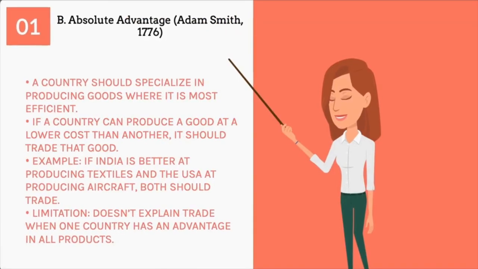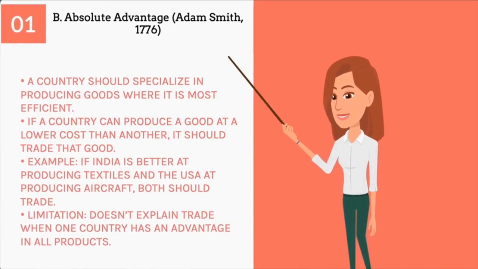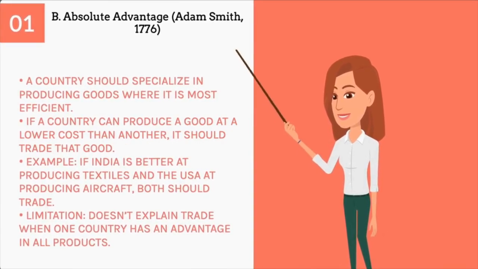B. Absolute advantage. Adam Smith, 1776. A country should specialize in producing goods where it is most efficient. If a country can produce a good at a lower cost than another, it should trade that good. Example: if India is better at producing textiles and the USA at producing aircraft, both should trade. Limitation: it doesn't explain trade when one country has an advantage in all products.